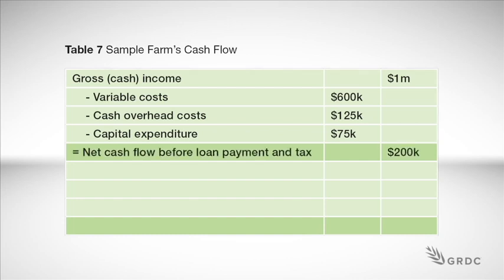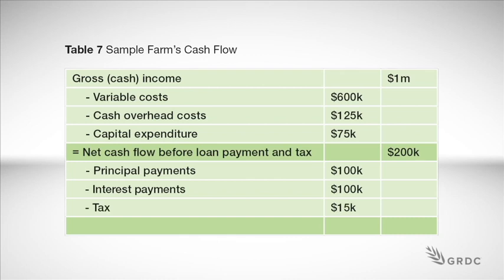A net cash flow before we pay principal and interest is $200,000. From the $200,000, we then pay $100,000 in principal, $100,000 in interest, $15,000 in tax to give us an overall net cash flow for the year of minus $15,000.